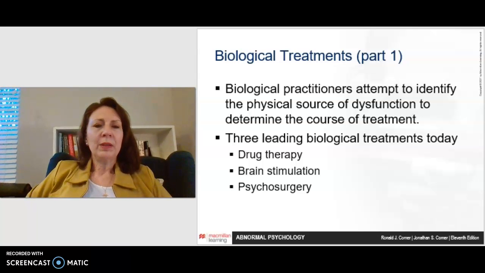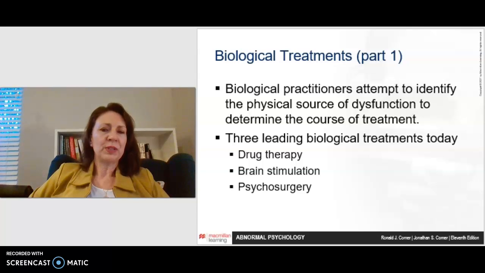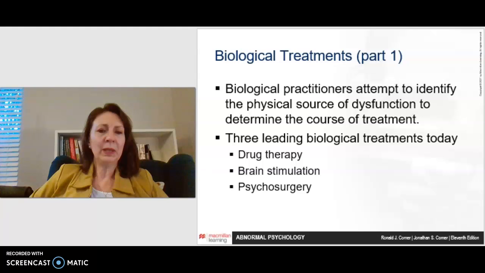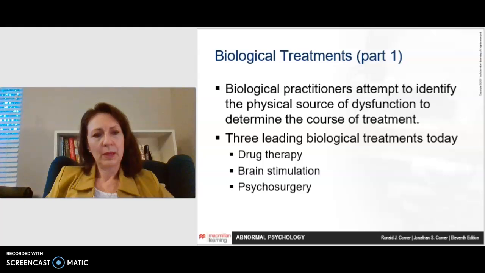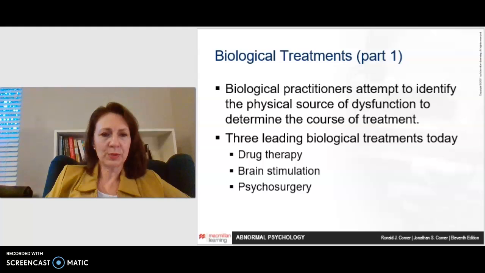In terms of biological treatments, practitioners attempt to identify the physical source, again, of dysfunction to determine treatment. And there's 3 leading treatments today, the most significant of which is drug therapy, but people who oftentimes don't achieve success with that maybe have some kind of trial of brain stimulation or psychosurgery as a last resort.